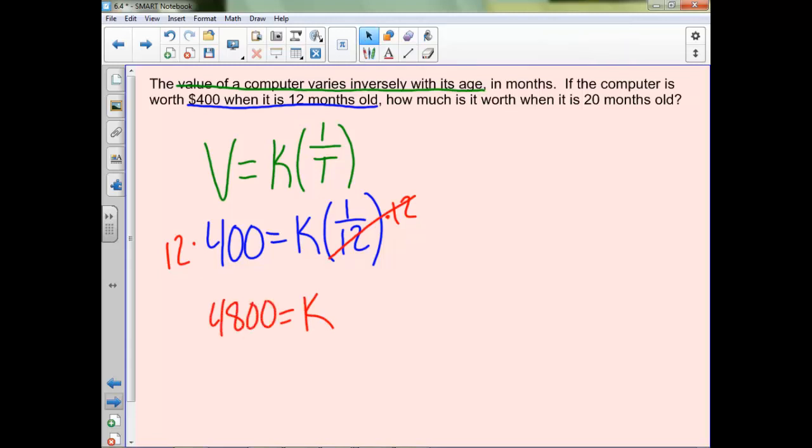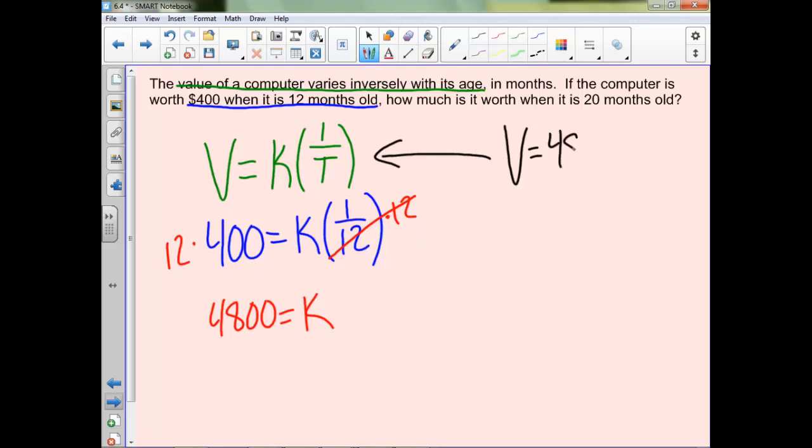So we can now use this constant to figure out how much it's worth after 20 months. So once again, we're going to start with this equation, but we know our K. Our K is this 4,800. And we want when it's 20 months old now. And so now we just simplify this and get to 240.